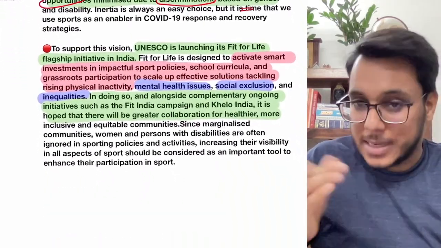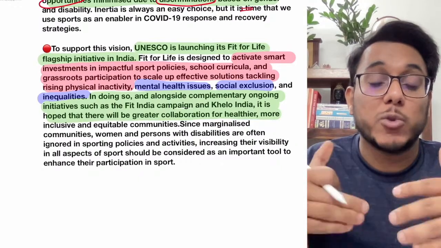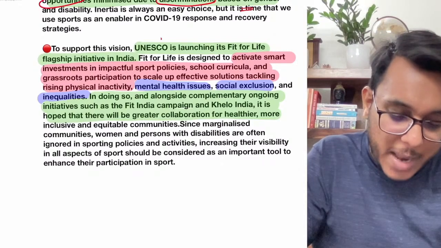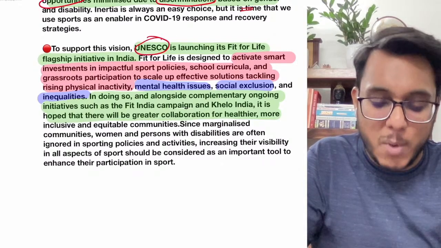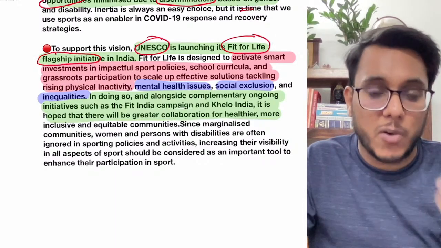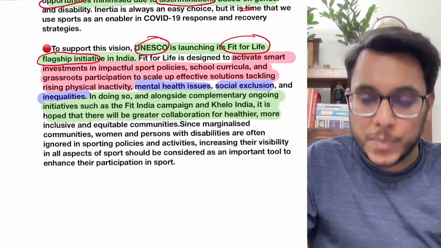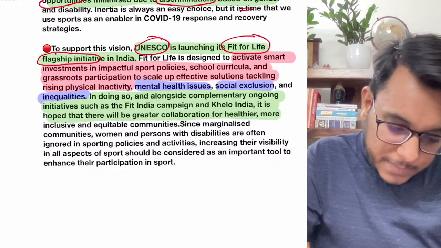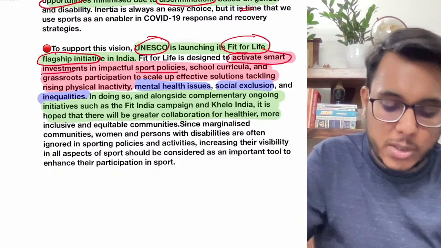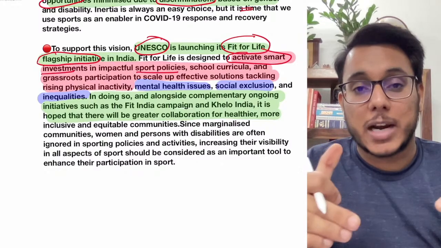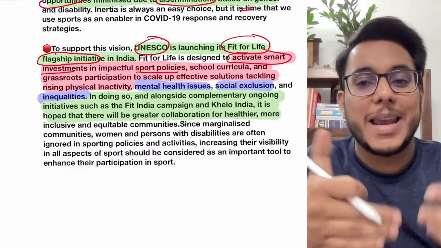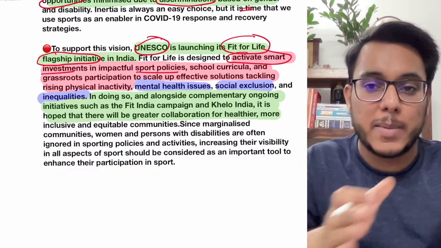Now in order to avoid this, and in order to support girls as well as disabled people in sport, UNESCO is launching an initiative, and the name of the initiative is the Fit for Life flagship initiative. Under this Fit for Life initiative, UNESCO will support smart investment into impactful sport policies. Governments should come out with policies which encourage sports, particularly sports for female and disabled people. So sport policies will be encouraged.